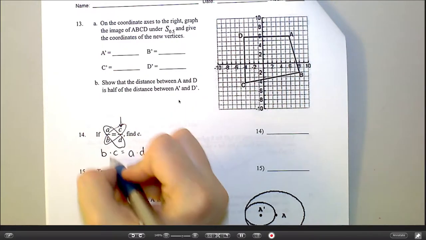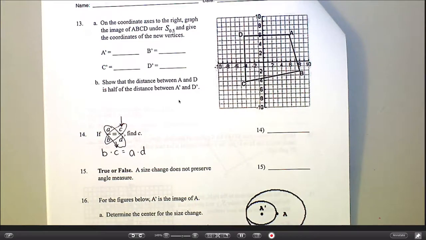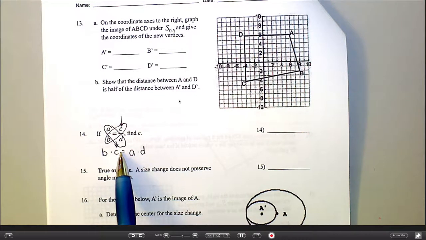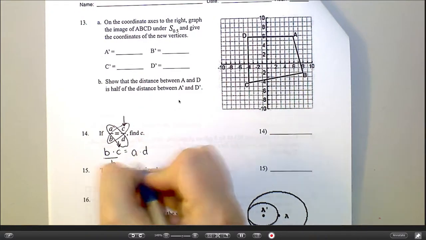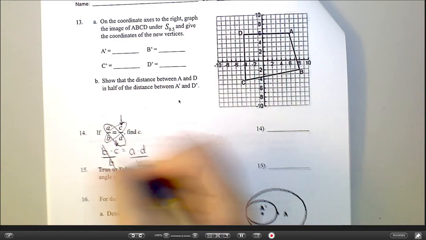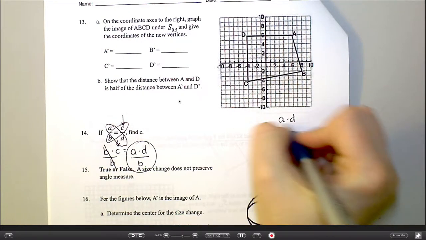So if it says find C, that means I want to get C by itself. So who do I need to get rid of? C wants to fly solo. Who do we need to ditch? B. How am I going to get rid of B? Divide by B. Divide this whole thing over here by B. And this right here is your final answer: A times D divided by B.